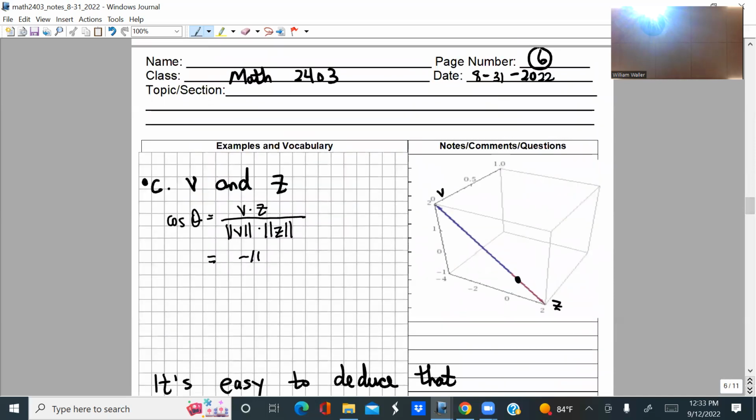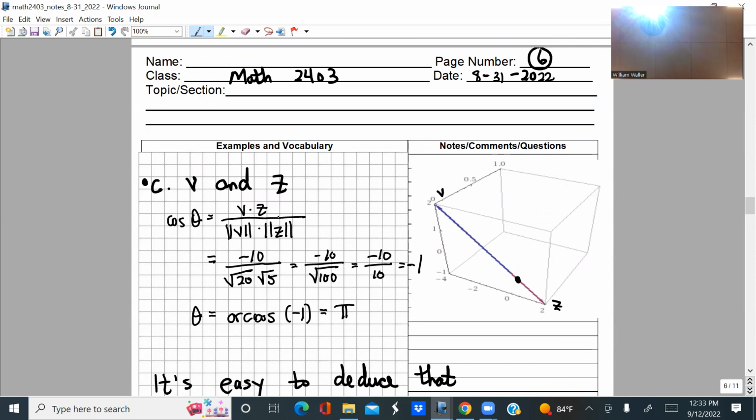Remember, this dot product was -10, and this denominator is the square root of 20 times the square root of 5. That's better known as the square root of 20 times 5, which is 100. And so indeed, we get what we're looking for. So the cosine of theta is -1, and that just means theta has to be pi. The arc cosine of -1 is pi.